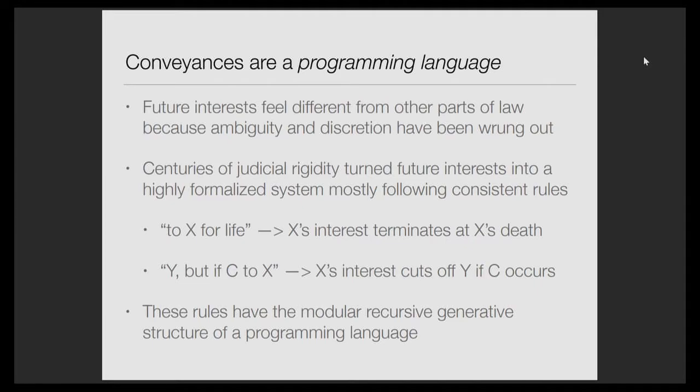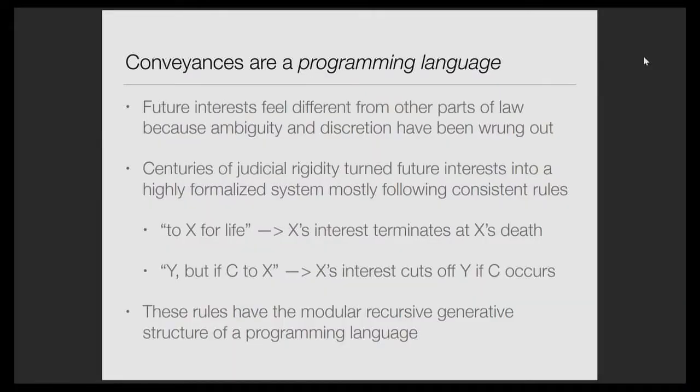Maybe the system of future interests has the character that it does because generations of lawyers basically managed to turn it into a programming language without having either the concept or the theory to understand that that was what they had actually done. This is an area of law where, to an unusual degree, ambiguity and discretion have been wrung out of the system. Lawyers usually trade in reasoning by analogy and making distinctions, but here the rules are much harder-edged and much more bright-lined.